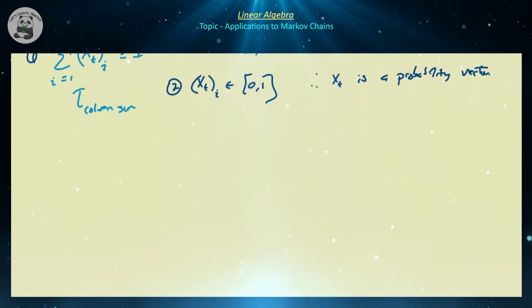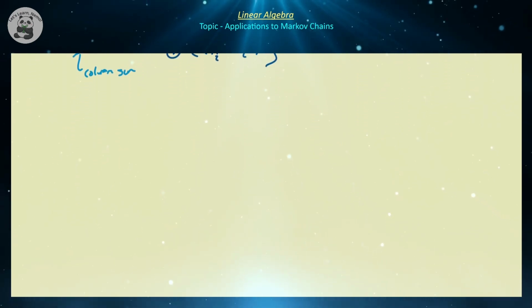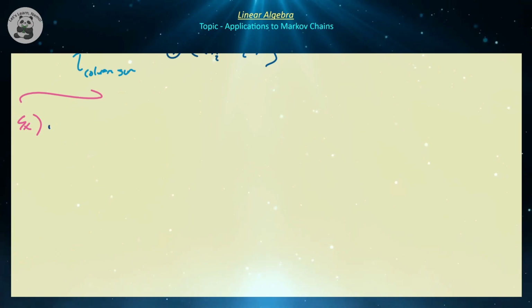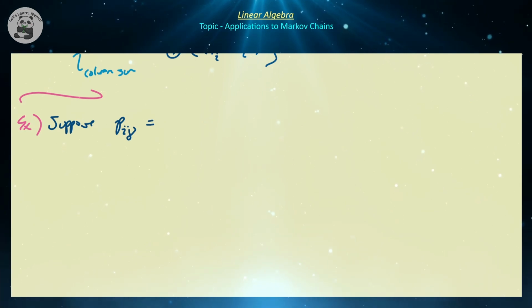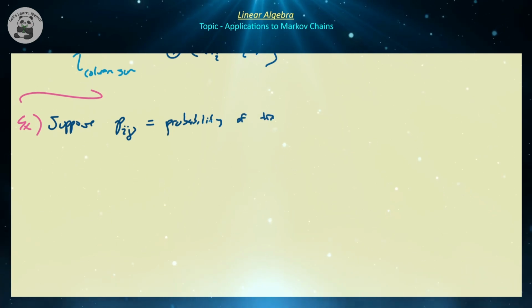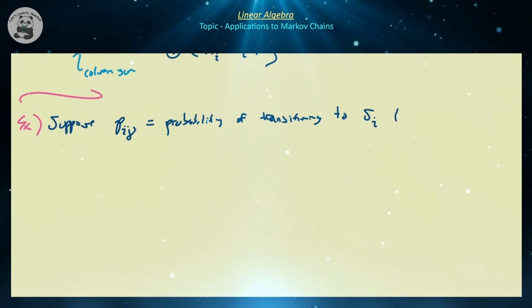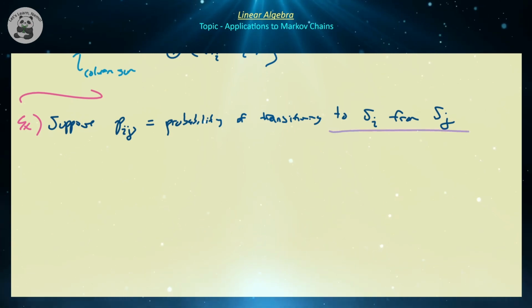For example, is it possible to transition from happy to sad, or sad to happy, neutral to sad, and so on. So let's first state what we're going to describe in terms of notation. Let's suppose that Pij corresponds to the probability of transitioning to state Si from state Sj. So j is where we are, i is where we are going.